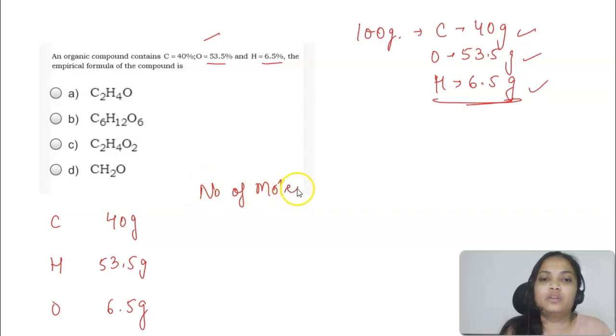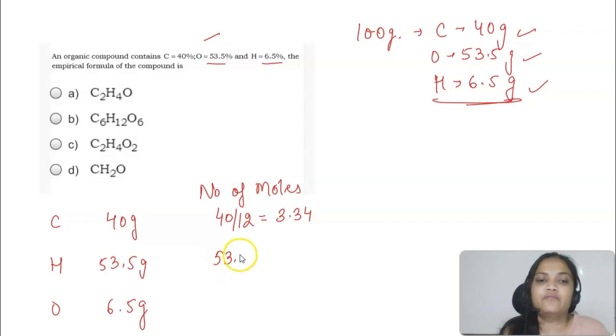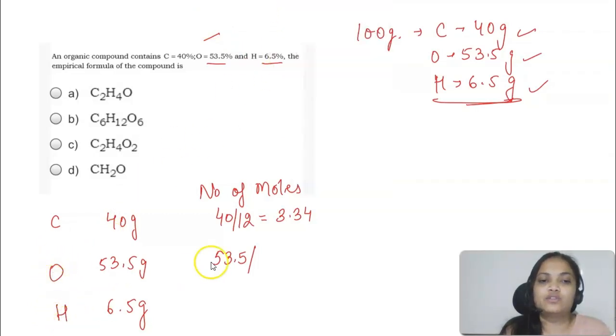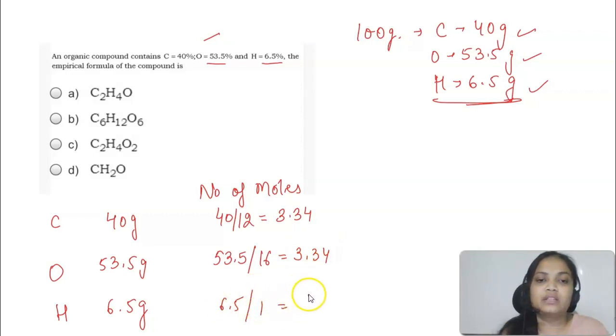So for carbon, the molar mass is 12 grams, so 40 upon 12, if I solve it, it will come out to be 3.333, so I can write 3.34. And then 53.5 upon this thing here. Okay, I've written it wrongly, it's oxygen now. So yes, it's oxygen, which is 53.5, and hydrogen. So 53.5 upon 16, again it will come out to be 3.34, and 6.5 upon 1, which is the atomic mass of hydrogen, is 6.5.